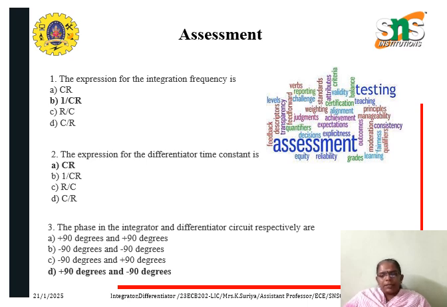The phase in the integrator and differentiator circuits are, yes, the answer is plus 90 degrees in the integrator and minus 90 degrees in the differentiator.